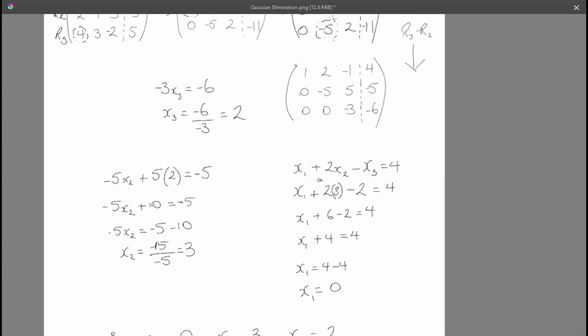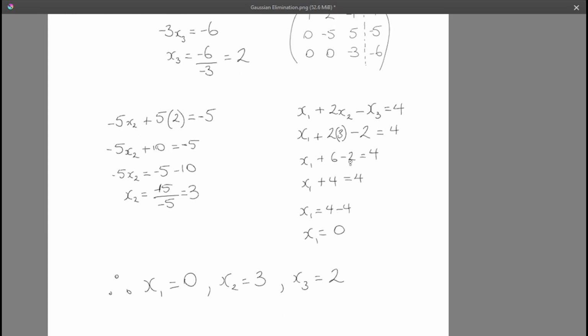So we have x1 plus 2x2 minus x3 is equal to 4. So we know x2 and we know x3. x3 is 2, x2 is 3. So x1 plus 6 minus 2 equal 4, x1 plus 4 equal 4. x1 is equal to 4 minus 4, x1 is equal to 0.